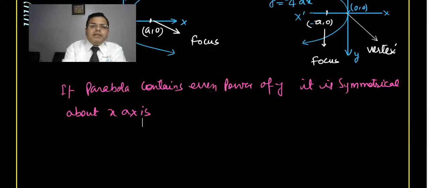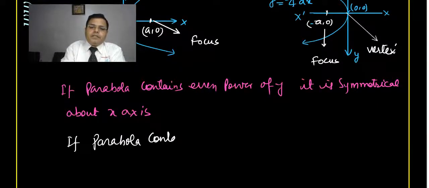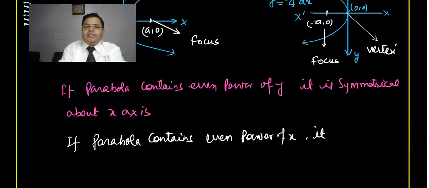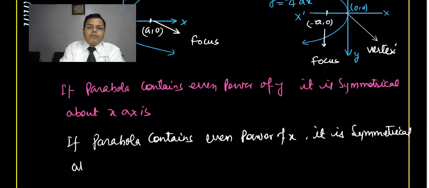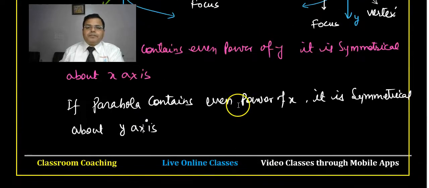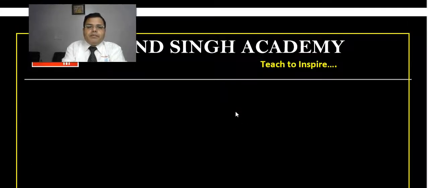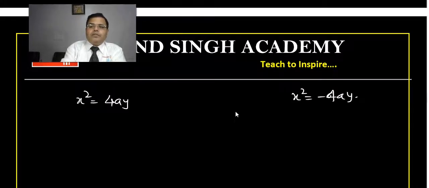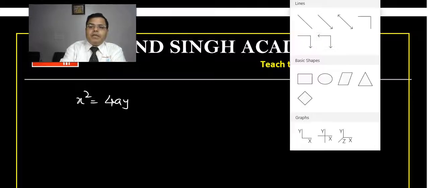If the parabola contains an even power of x, it is symmetrical about the y-axis. Therefore the equations of the parabola are x square is equal to 4ay and x square is equal to minus 4ay. What will those look like? Let me plot the graph of these two parabolas here again.